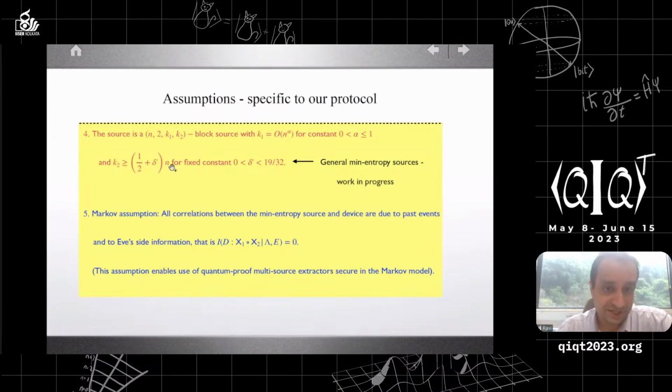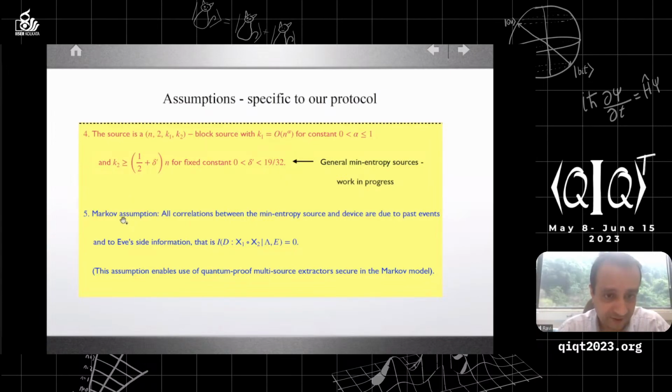K2 is even larger, it's linear in n. So it's greater than or equal to half plus delta prime times n, where delta prime is some constant here. It's actually, well, 16 over 32 is a typo here, but that's the K2. Both of these are quite high blocks of min-entropy.